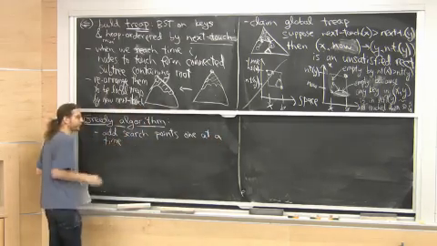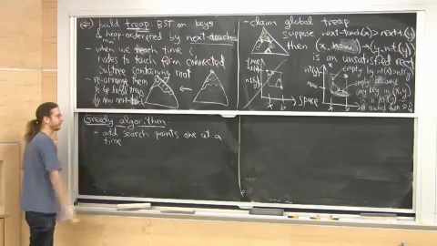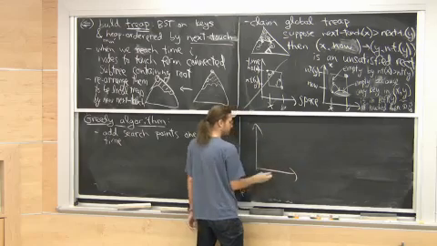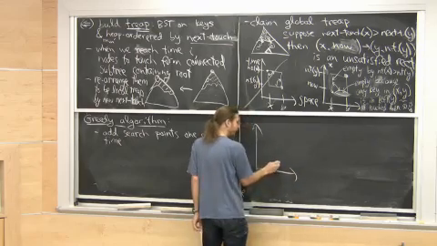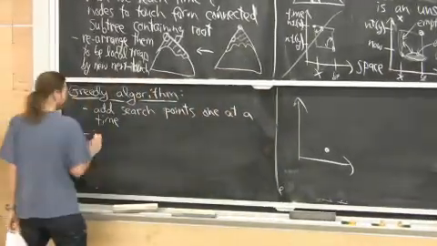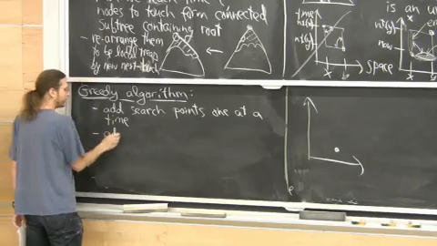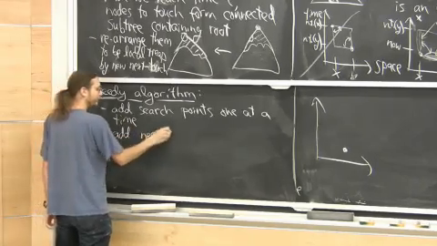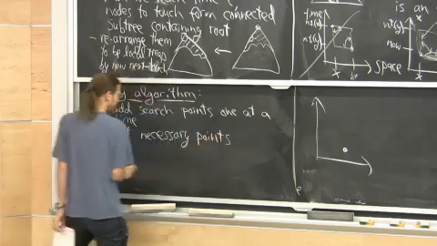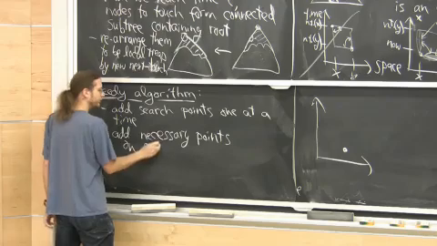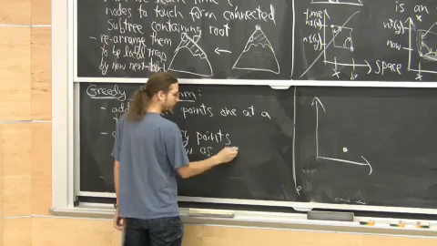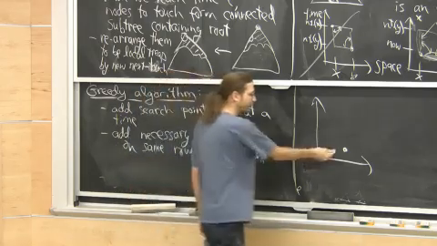The idea is to imagine your points are added one at a time, bottom up. So I'm going to do the same example. First, we add this point. That's the satisfied set. Done. In general, add necessary points on the same row as the search. Okay, there's nothing to add here.